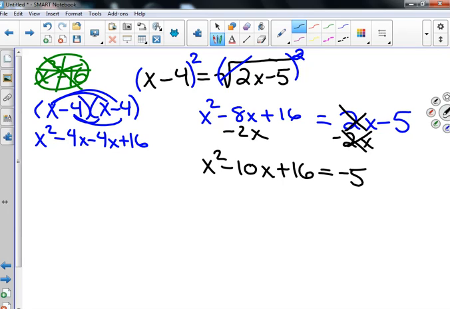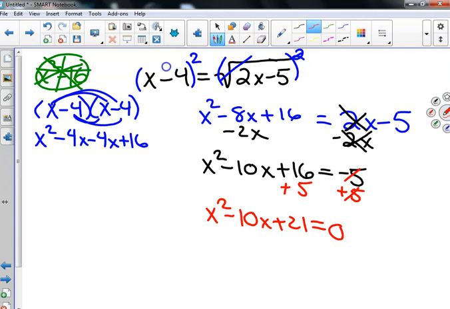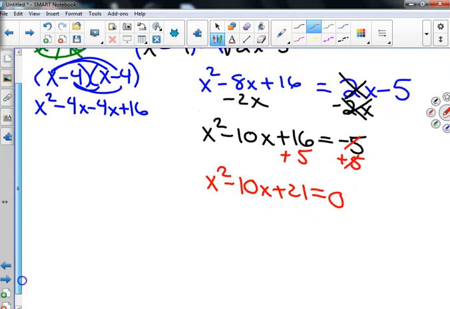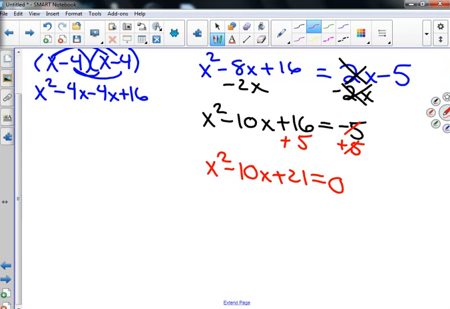And again, same thing. Get everything together. Add 5. X squared minus 10x plus 21 equals 0. So now that my quadratic equals 0, I can then solve it. Again, the quadratic formula will always work. But I can look at this and see that this is going to be one I can easily factor.